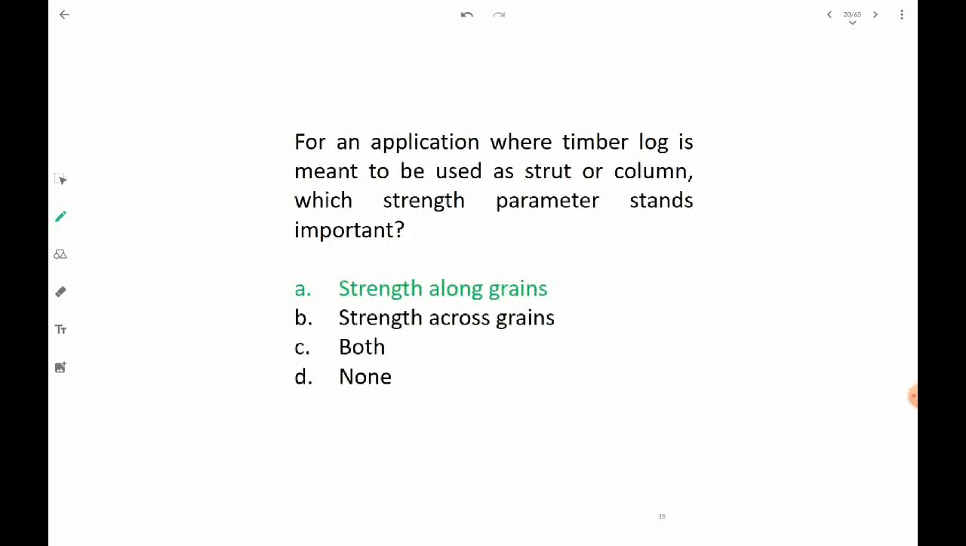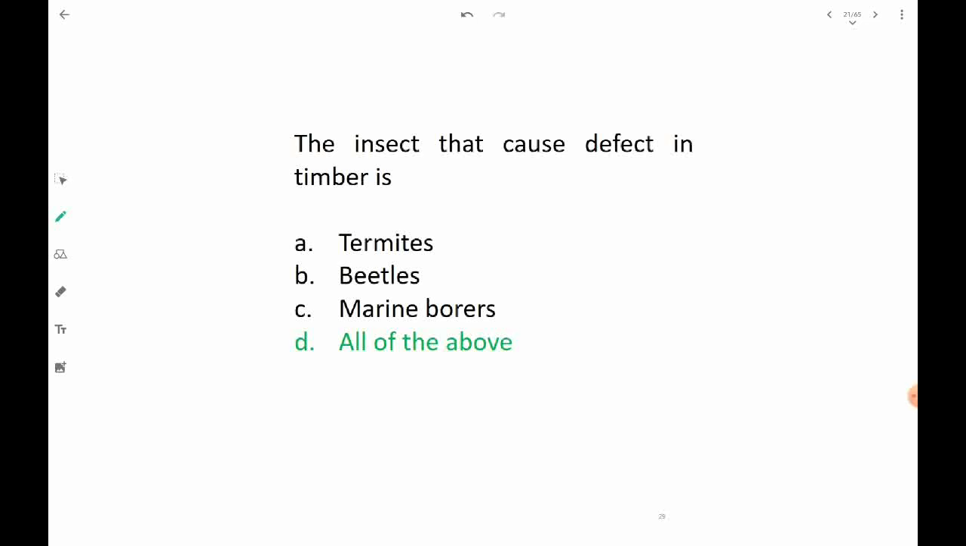For application where a timber log is meant to be used as a strut or column, strength along the grain is the important strength parameter. Then, the insects that cause defects in timber are termites, beetles, and marine borers as well.